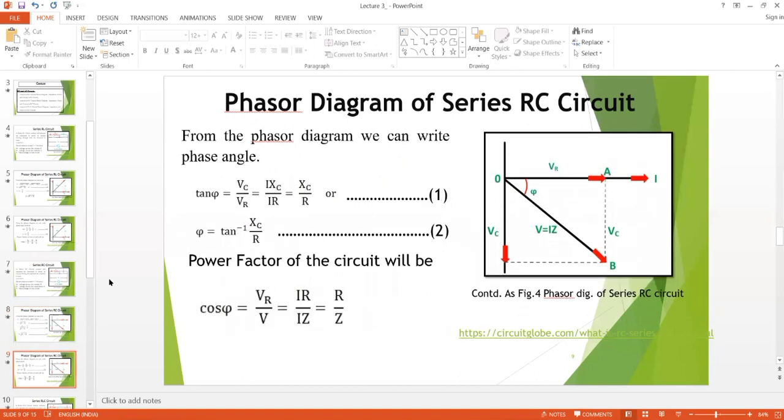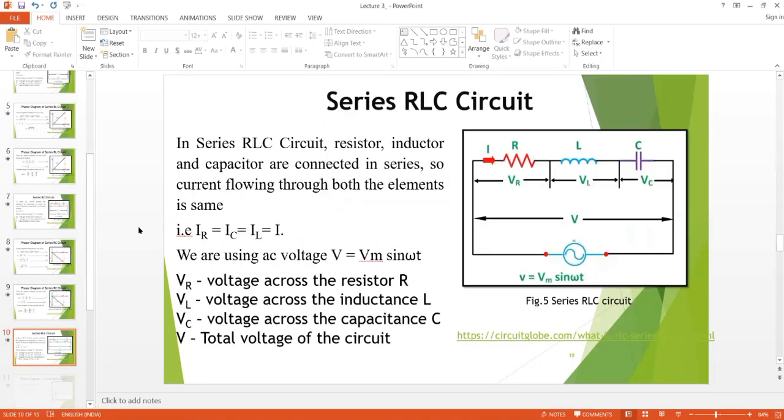Similarly, for the phase angle, it is XL upon R in the RL circuit. In this case, it will be XC upon R. Similarly, the power factor. The value of power factor will remain the same, whether it's RL, RC, or RLC. The power factor will remain the same, but the phase angle is going to change with the kind of circuit you are using. And the value of the power factor will remain between 0 and 1.